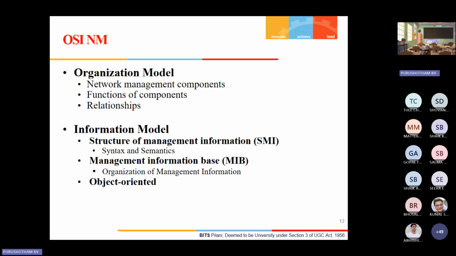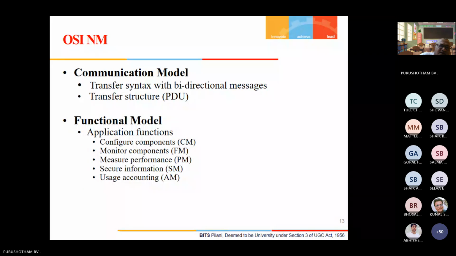The organization model covers network management components, functions of the components, and relationships. The information model talks about the structure of the management information, which we call SMI, and then the management information base, MIB, which is mostly object oriented in nature. The communication model talks about the transfer syntax with bidirectional messages, and the protocol data unit that is transferred in the communication model.